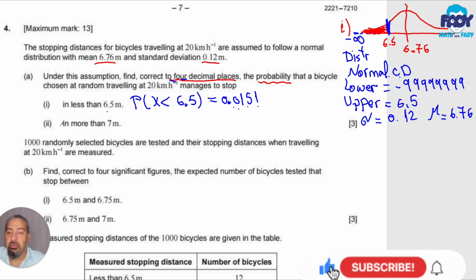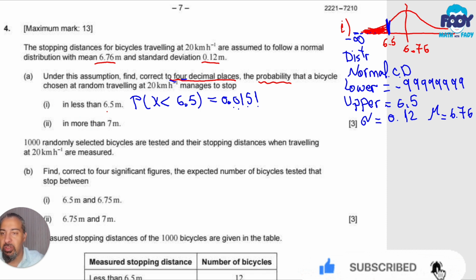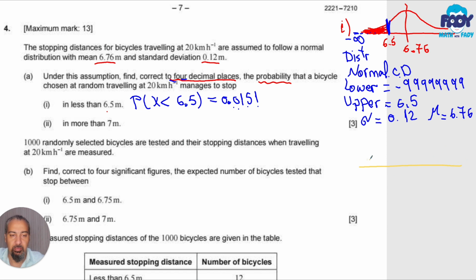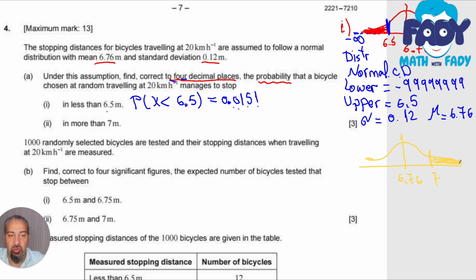Part (a)(ii). We need the probability that it will stop in more than 7 meters. So we will repeat. Here is the bell shape. This is the mu, 6.76. 7 meters is here. We need more than, so this area.